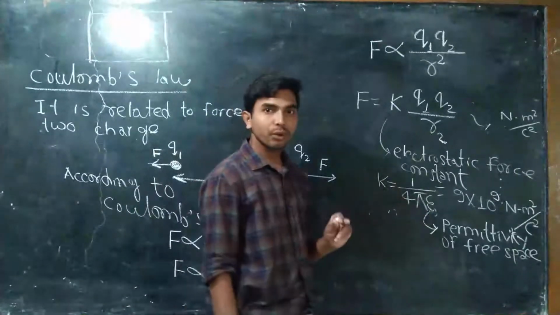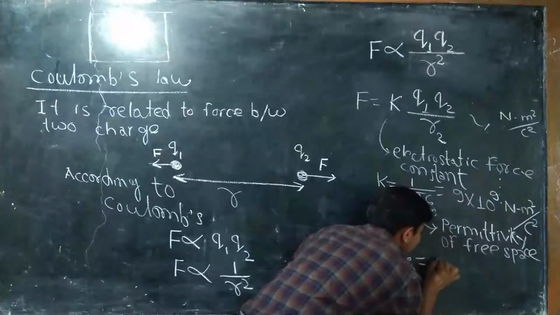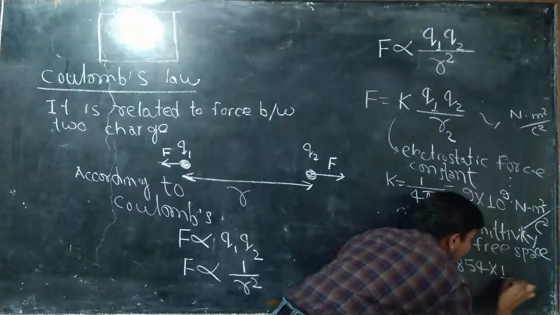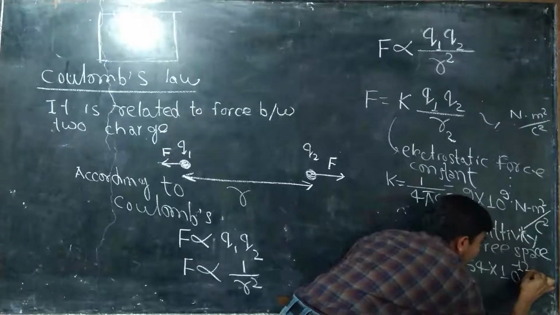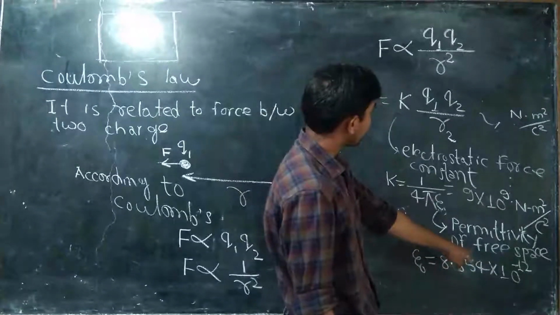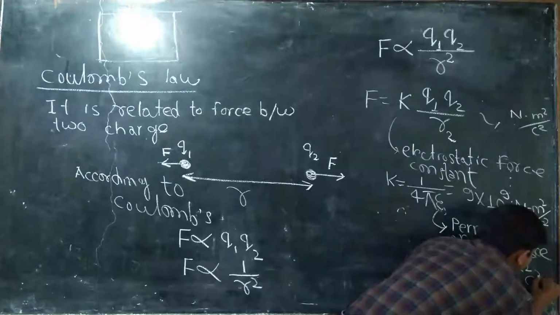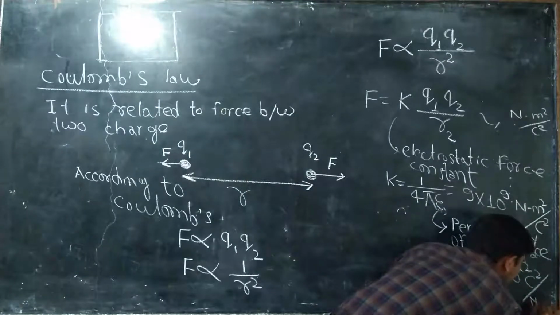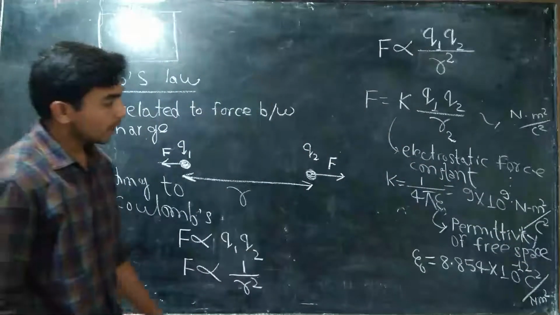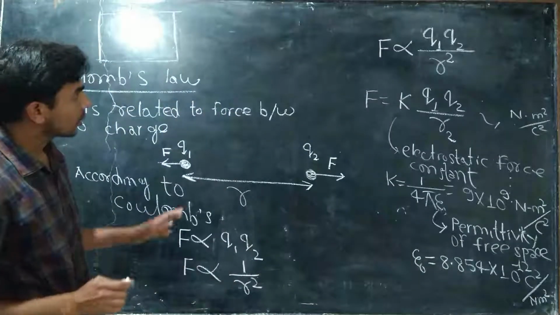Now, what is the value of this constant? The value of this constant is 8.854 into 10 to the power minus 12. And the unit is coulomb square per Newton meter square. So this is all about your Coulomb's law.